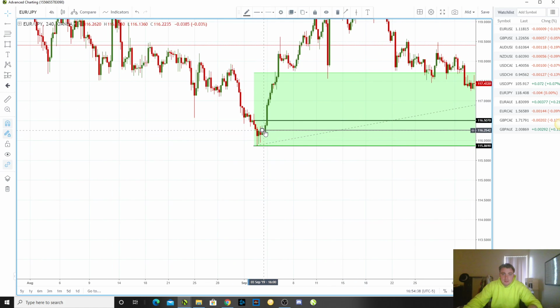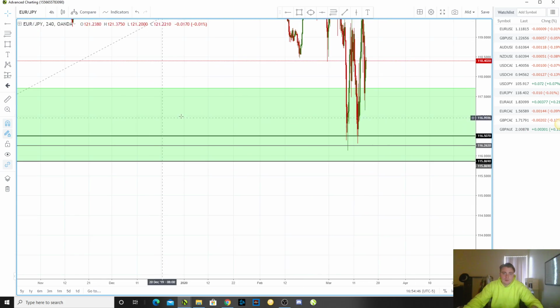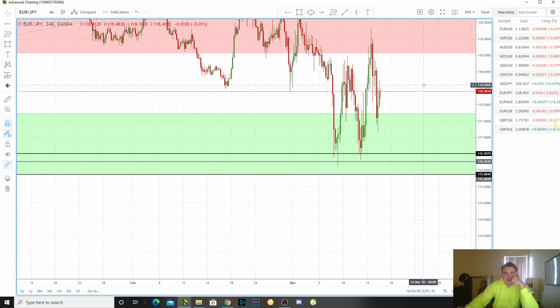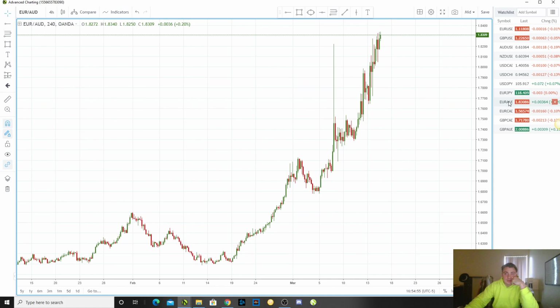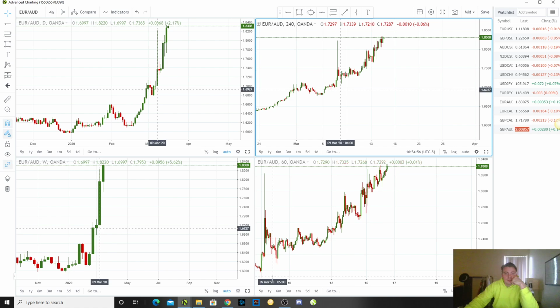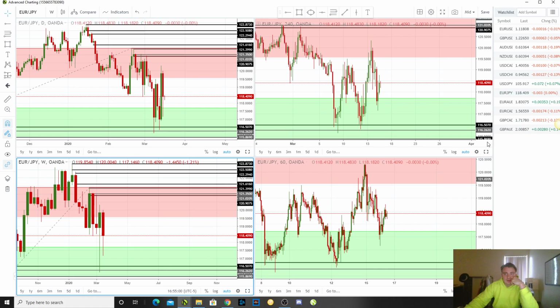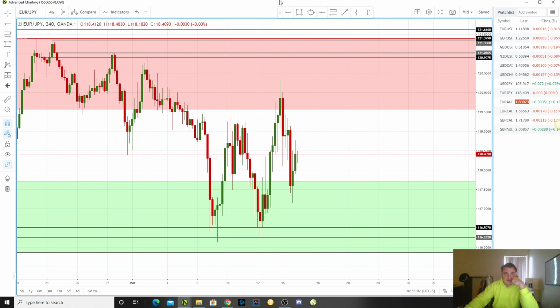We do have a pretty decent area here on the 240 for sure. I would say that's a really good level, and it worked, obviously. I think that was last week actually. That worked. Because remember, a lot of the yen pairs were working pretty well. So let's go back to the euro yen. Find a trend if we can.